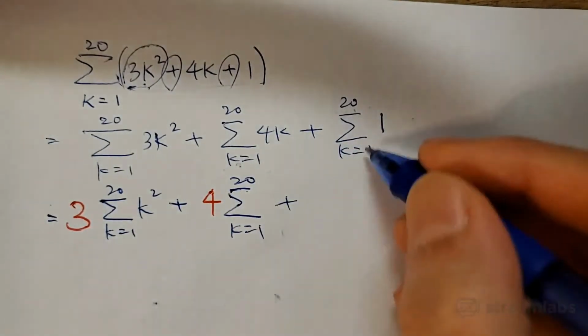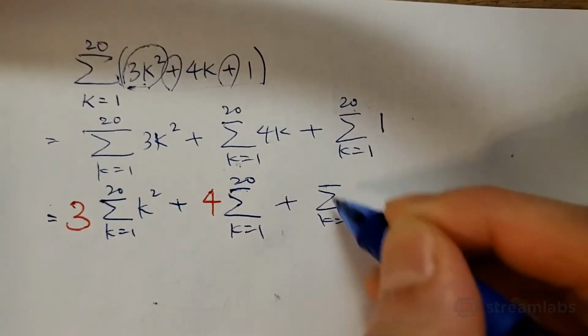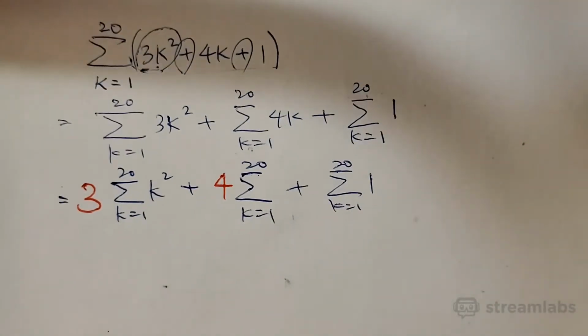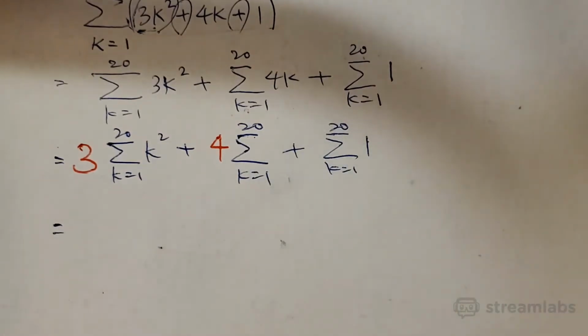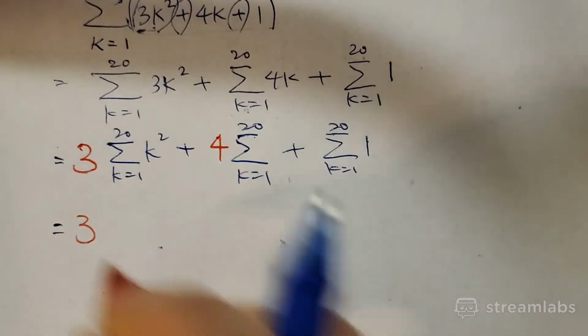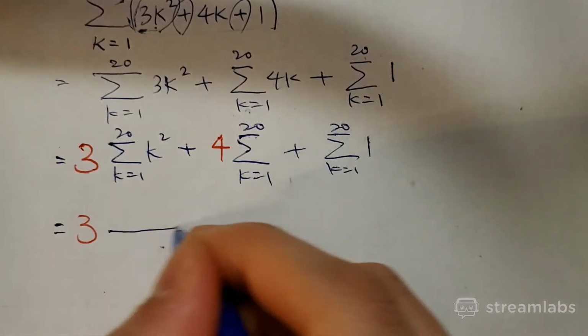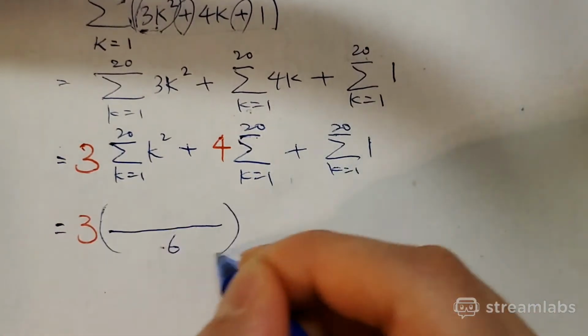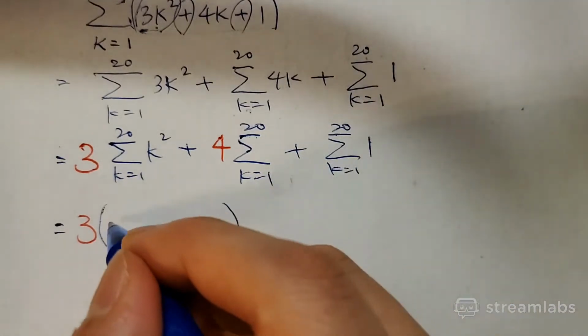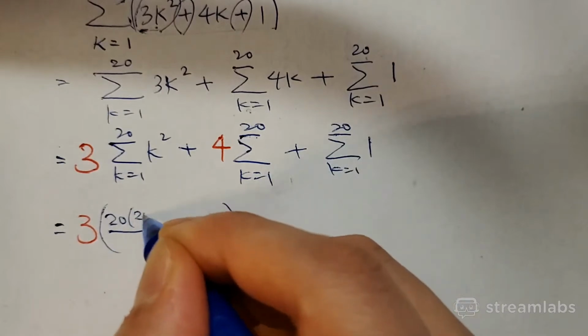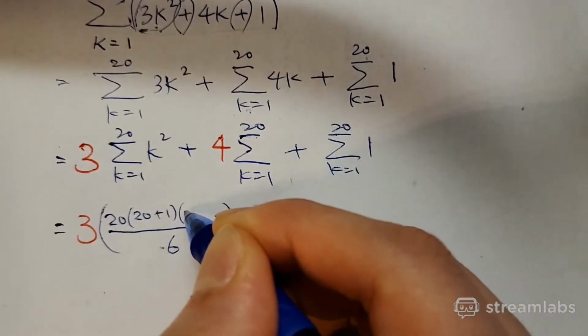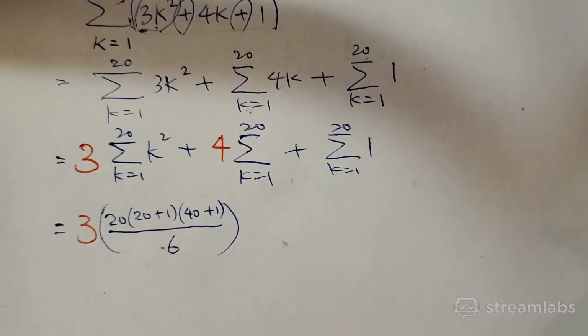And then you don't have to pull anything out here because it's already 1. Okay, all right. So now you can calculate. How do I calculate? I'm going to use the formula I had before. I'm going to do this part. So 6, this is n plus 1, right? But it's 20 for n now. 20 plus 1, 40 plus 1, right? Because it's 2n plus 1.